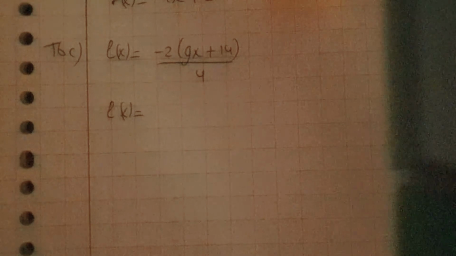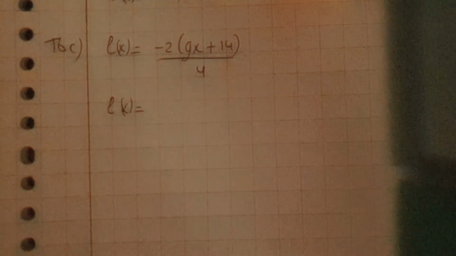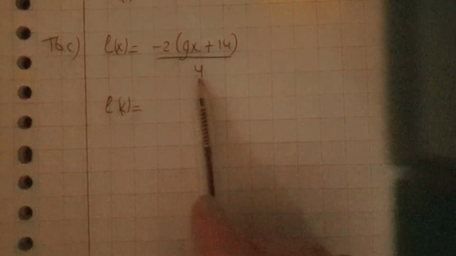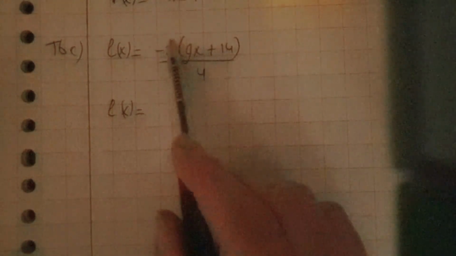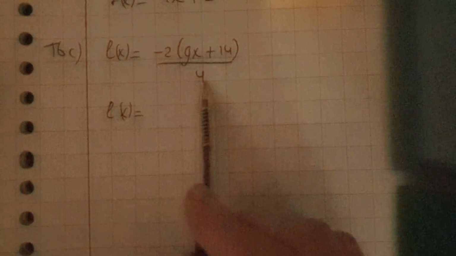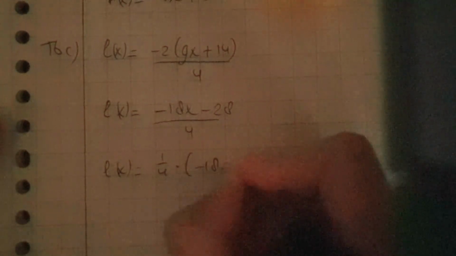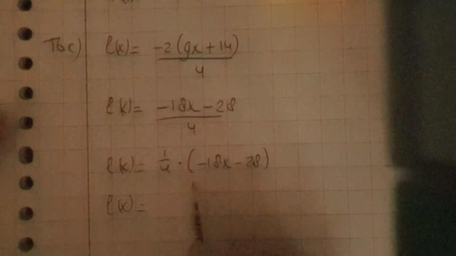T6c is L(x) is minus 2 times (9x plus 14) in brackets divided by 4. There are actually two ways of solving this one, but let me just show you one of them. The same method that we just used, that divided by 4 is doing times 1/4. But there's something going on over here, so let me just remove the brackets first, and then I do that method. Minus 2 times 9x is minus 18x, minus 2 times plus 14 is minus 28, divided by 4. And now I'm going to use that method, so that's 1/4 times this in brackets. And then I remove the bracket.